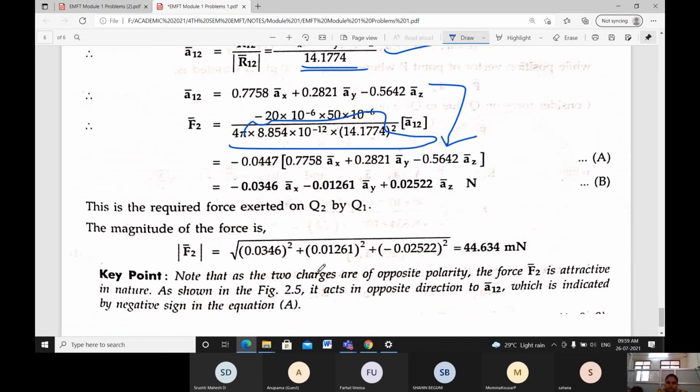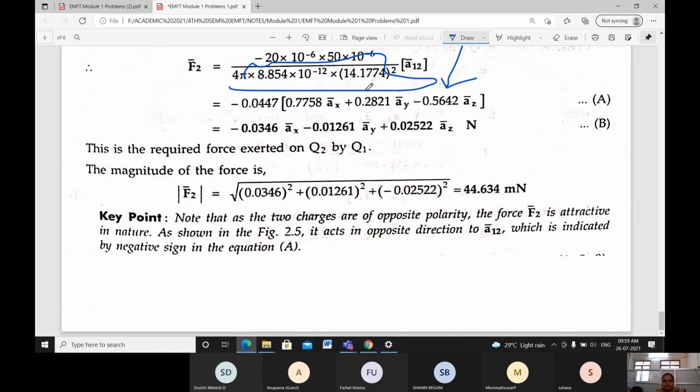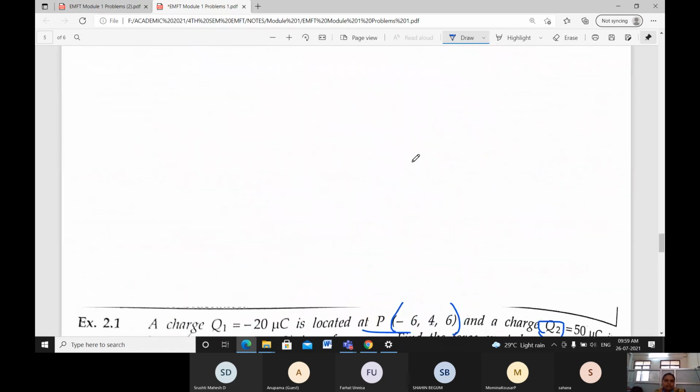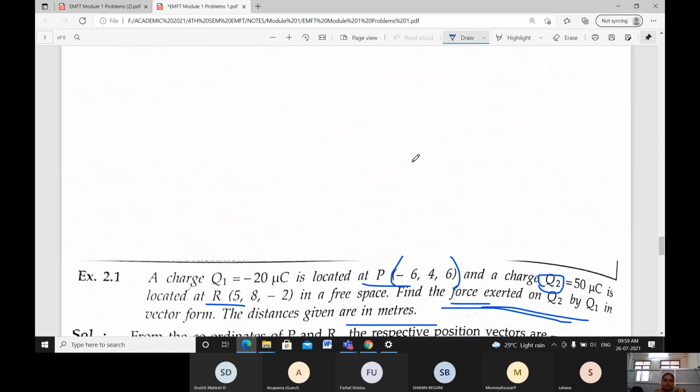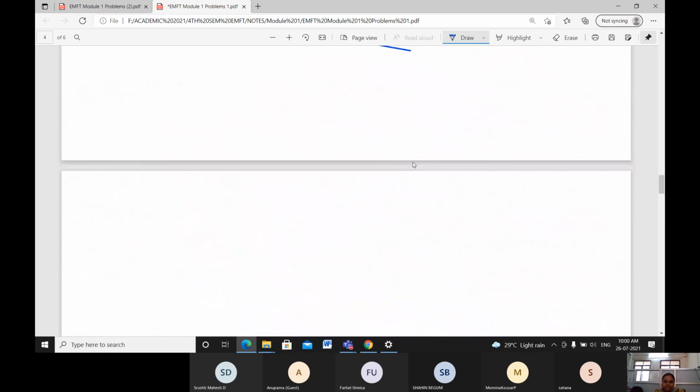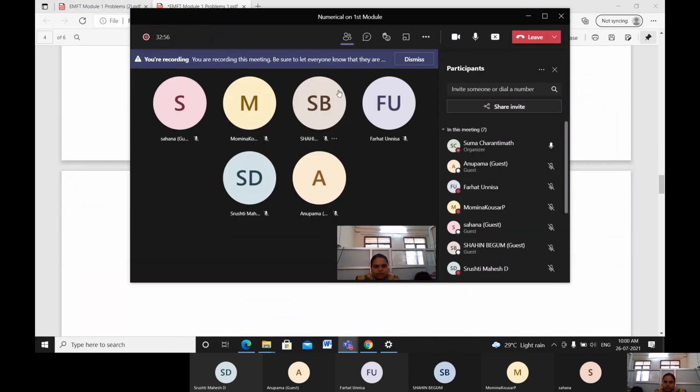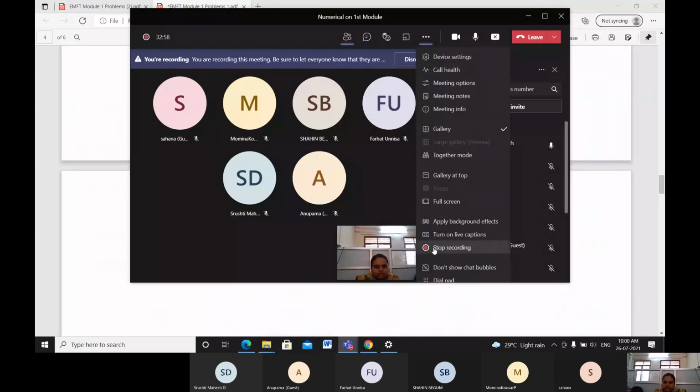Then the magnitude of the force is the square root of the squares of each element, which you will get as 44.634 millinewtons. This is how it goes for the problem where it is asked for finding the force and also finding the electric field intensity from the force. Okay, we'll stop here. We'll continue in the next class.